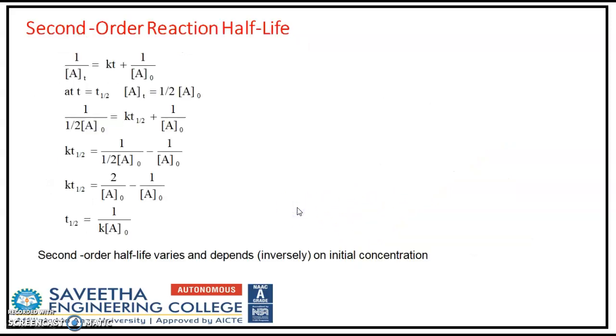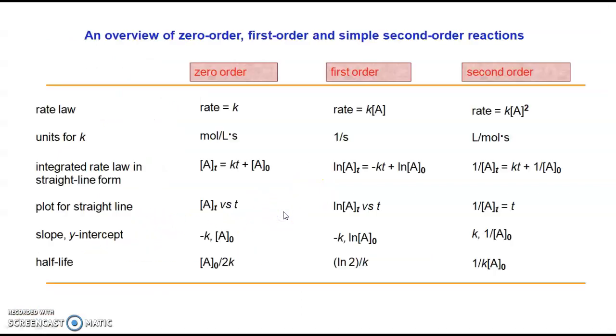Next we have to calculate the half-life of a second order reaction. For that we will take the integrated form and substitute t equal to t half and the concentration of At equal to half into A0. After that we rearrange. At last we will get t half equal to 1 by k into A naught. The second order half-life depends inversely on the initial concentration of the reactant.